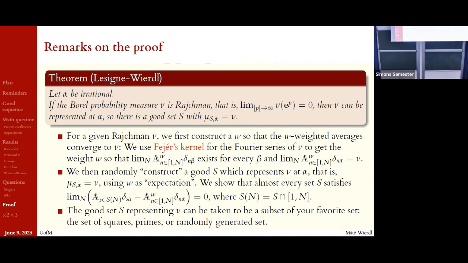Because as I said in the very beginning, it's easy to construct a set where, at a given alpha, the limit measure is equal to mu. The important thing is that we have a good set. So for example, when we look at the weighted averages, in case we want an S which is a subset of the squares, you replace the n by n squared. That's all you do.